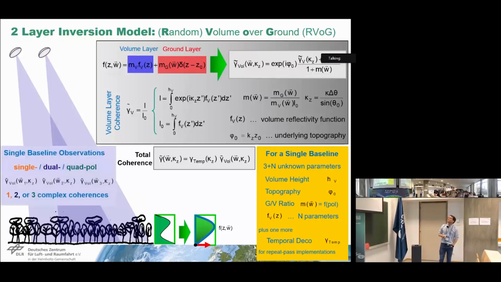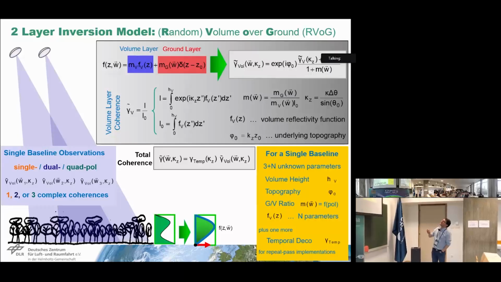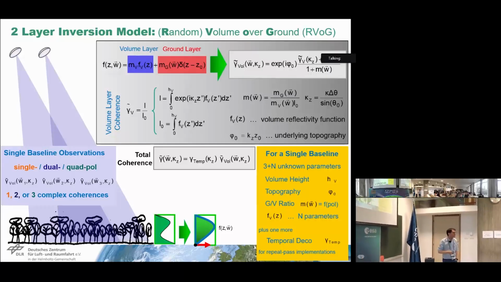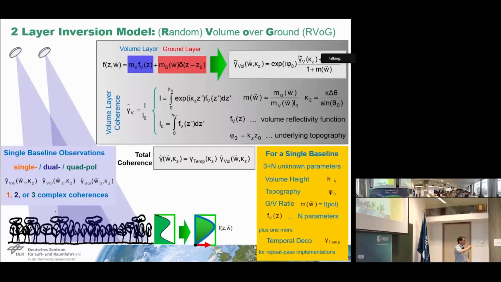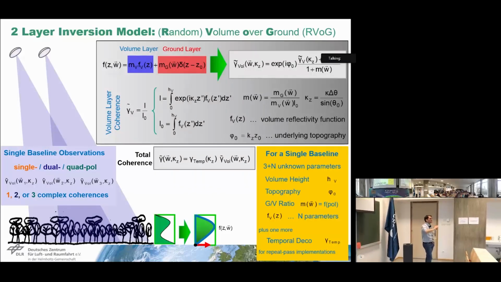So, what can we do? We can now start to play some games. We can start to model also the variability of the vertical reflectivity profile of the volume only across the polarization channels. And the random volume assumption says that the vertical reflectivity profile of the volume only does not change with polarization.